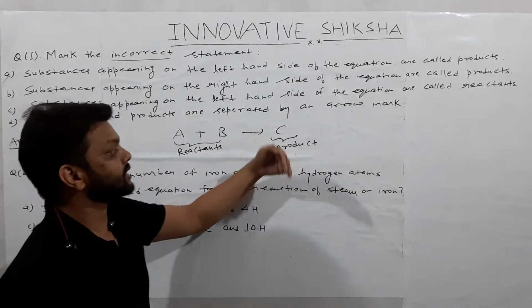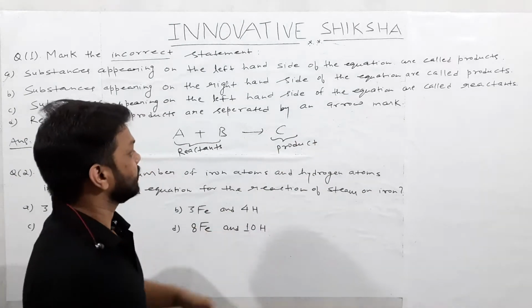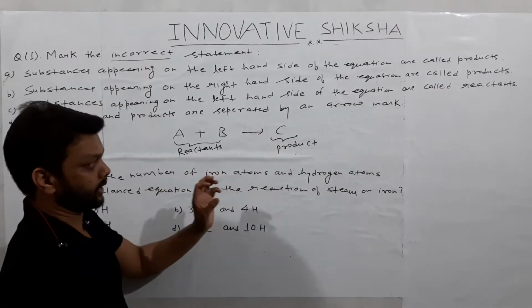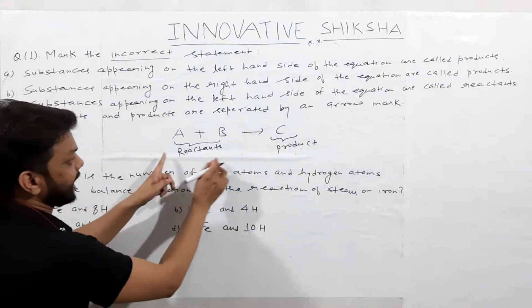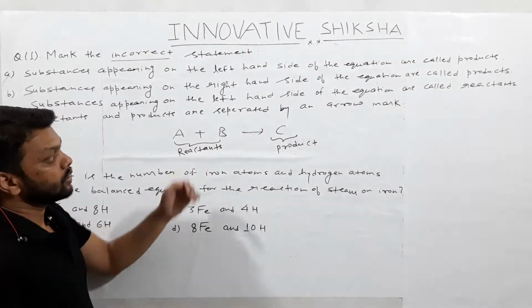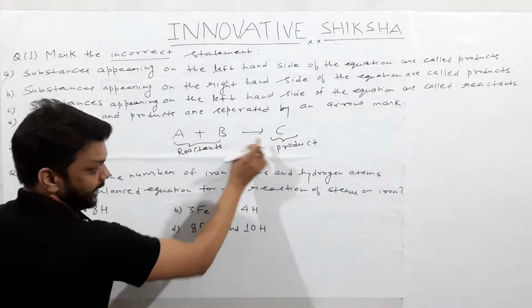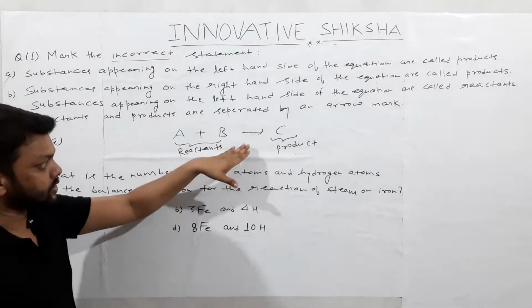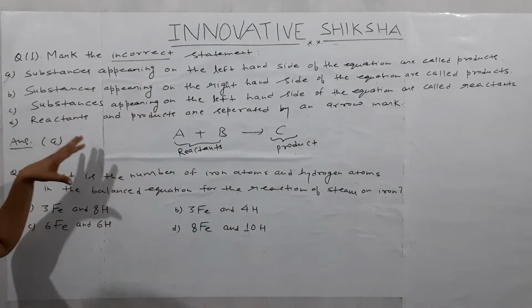Here more than one substance can also be formed, but for example I have taken just a single product. The reactants and products are separated by an arrow mark, and this arrow shows the direction of the reaction, right? So this is the basic principle. If you know this concept, you can very easily solve this type of question.